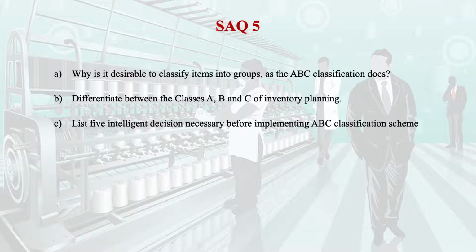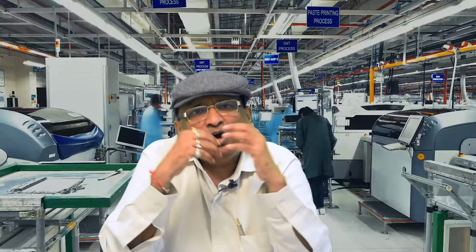List 5 intelligent decisions necessary before implementing the ABC classification scheme. That means you have been given data and you have to carry out the ABC classification system. How will you carry it out, what decisions will you make before implementing the ABC classification scheme?